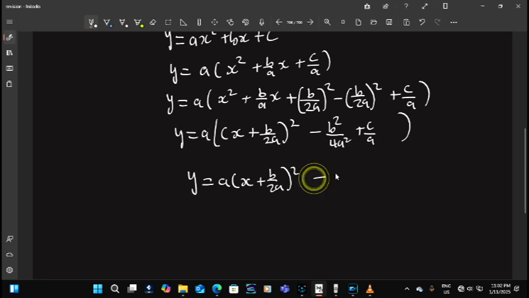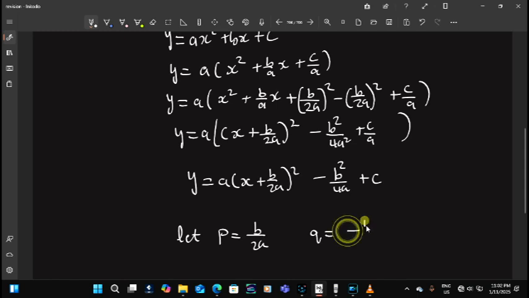So I will have minus b squared over 4a plus c. Now this thing is a long expression, and we don't like that, so we are going to call it with one letter. Now let p be equal to b over 2a, and q be equal to negative b squared over 4a plus c.